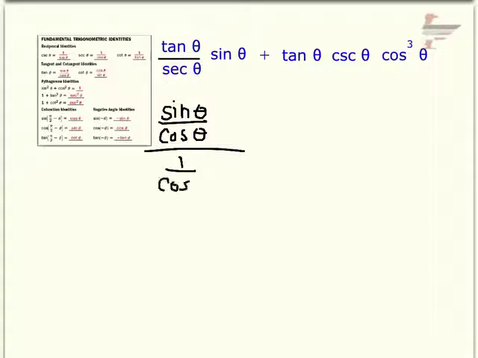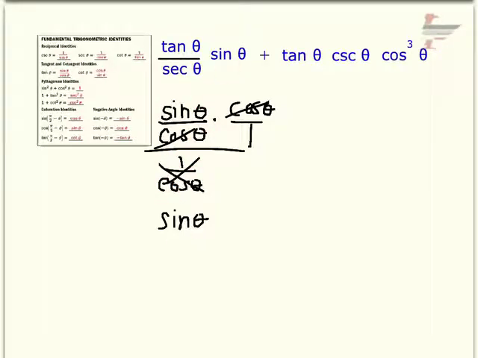I know I'm making it bigger and looking messier, but now I'm going to take this and multiply by the reciprocal of this. So this is really times cosine theta over 1, and then I'm going to get rid of that. Notice the cosines cancel out, so I have sine theta. This expression is really just sine theta. Again, I changed tangent to sine over cosine, secant to 1 over cosine, multiplied this by the reciprocal of that, and ended up getting sine.